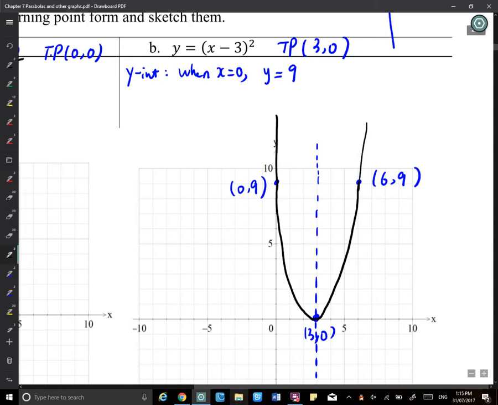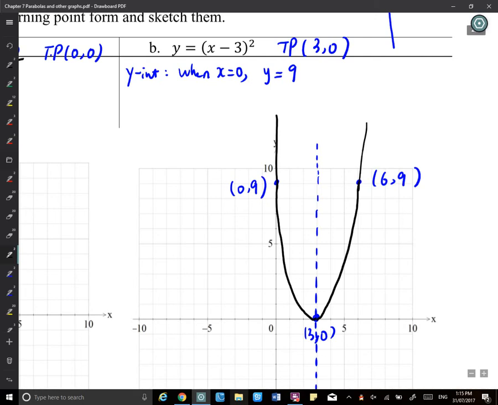You may have this graph here. So it intersects at 0, 9, the x-intercept is 3, 0 as well. You have another symmetric point at 6, 9. That's quite enough for the graph to be labeled.